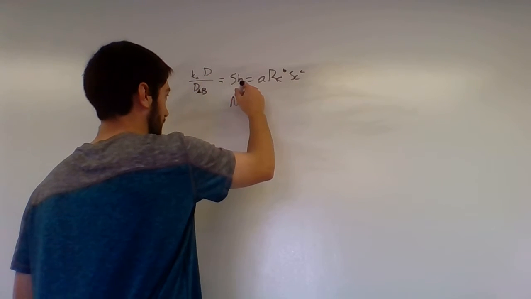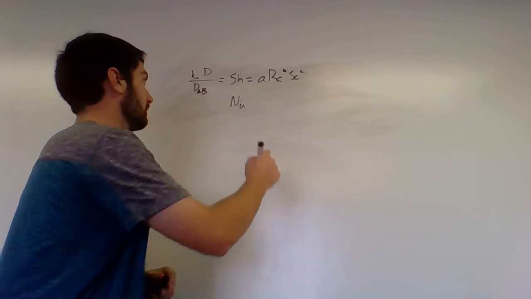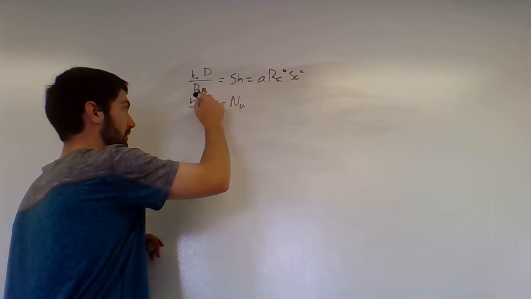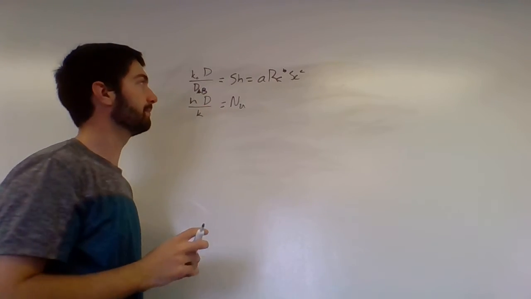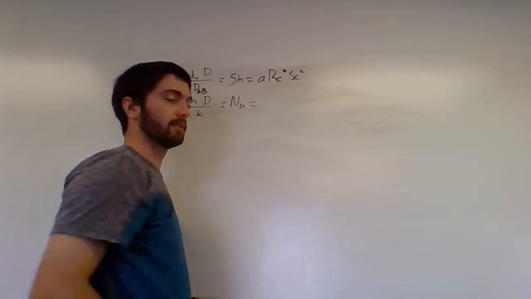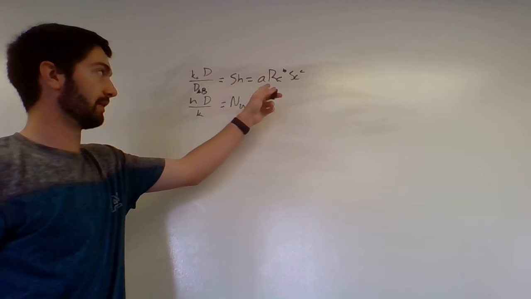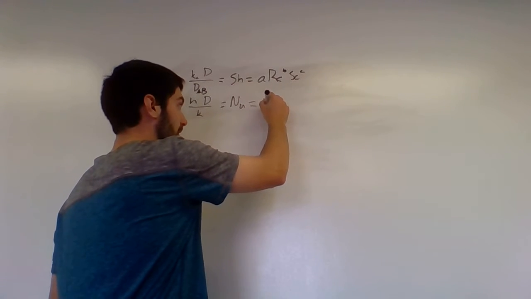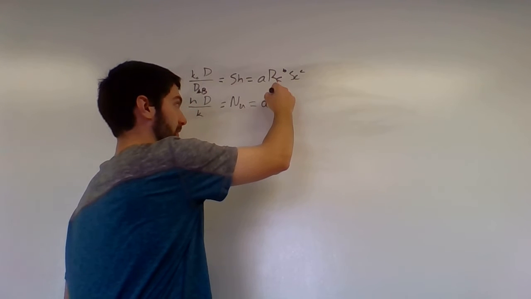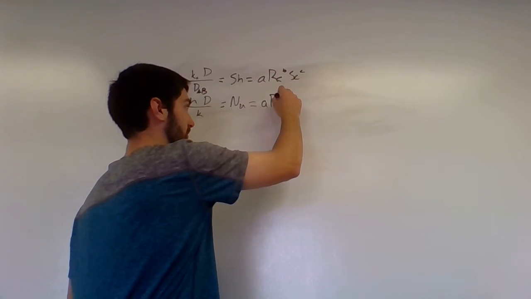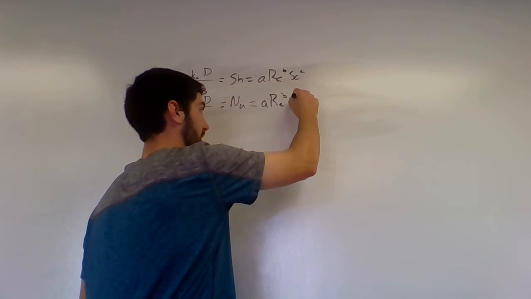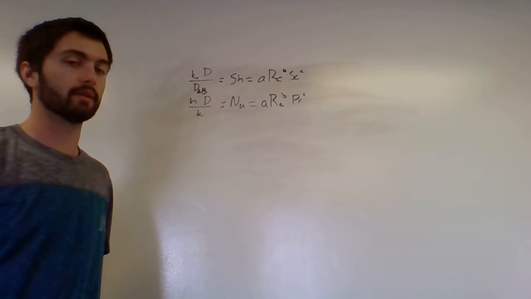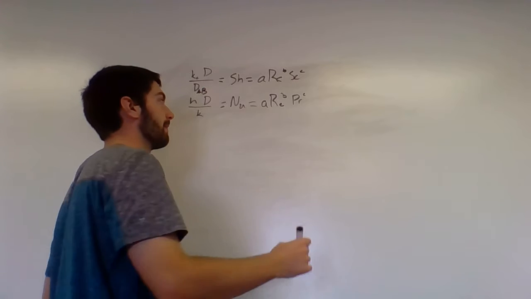And then I'm also going to want to take a look at Nusselt number. So Nusselt number is defined as the heat transfer coefficient times the distance d over the thermal conductivity. And if we do the same experiment as we did to find this relationship, we find a similar relationship of Nusselt number being equal to A times Reynolds to the B times Prandtl to the C. And these A, B, and C, these constants are actually the same.